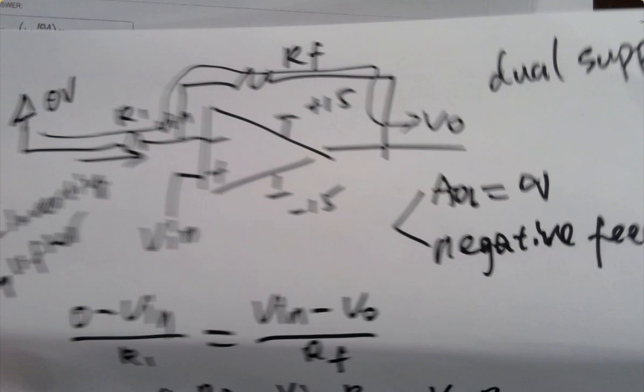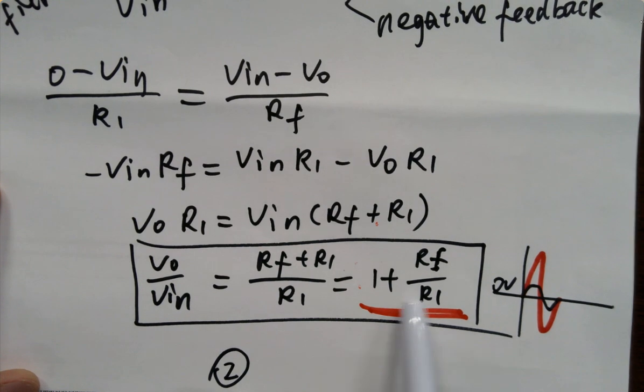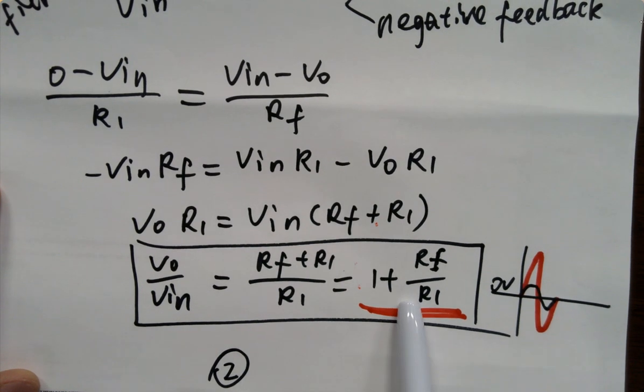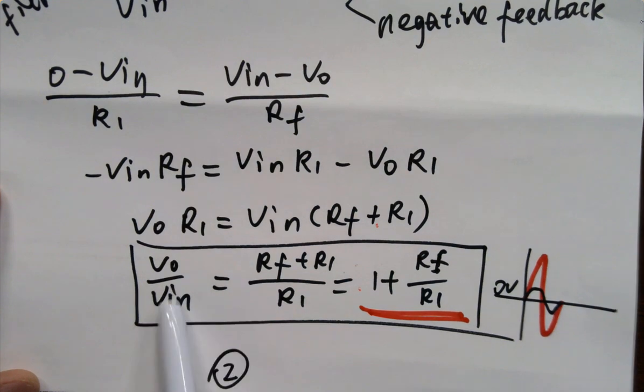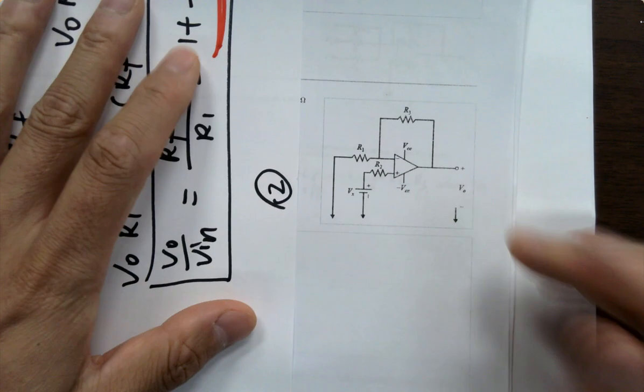You can derive it yourself if you want. Otherwise, just using the conclusion here is also fine, if you just directly want to use it instead of calculating everything through. So that's the voltage gain for the non-inverting configuration. And now let's take a look at this.